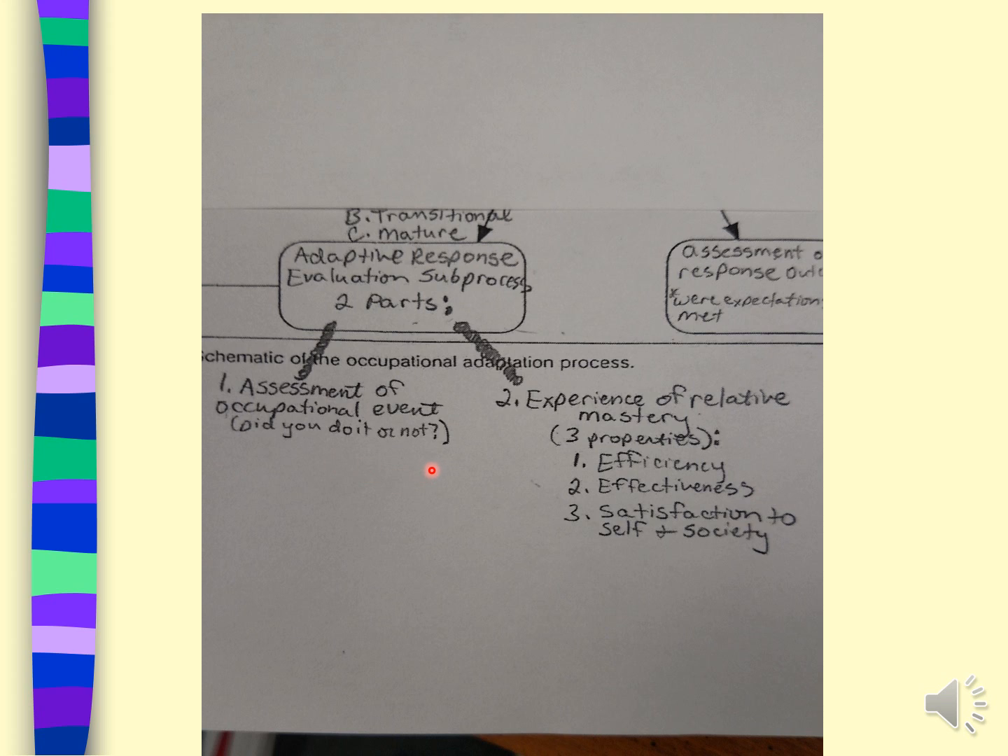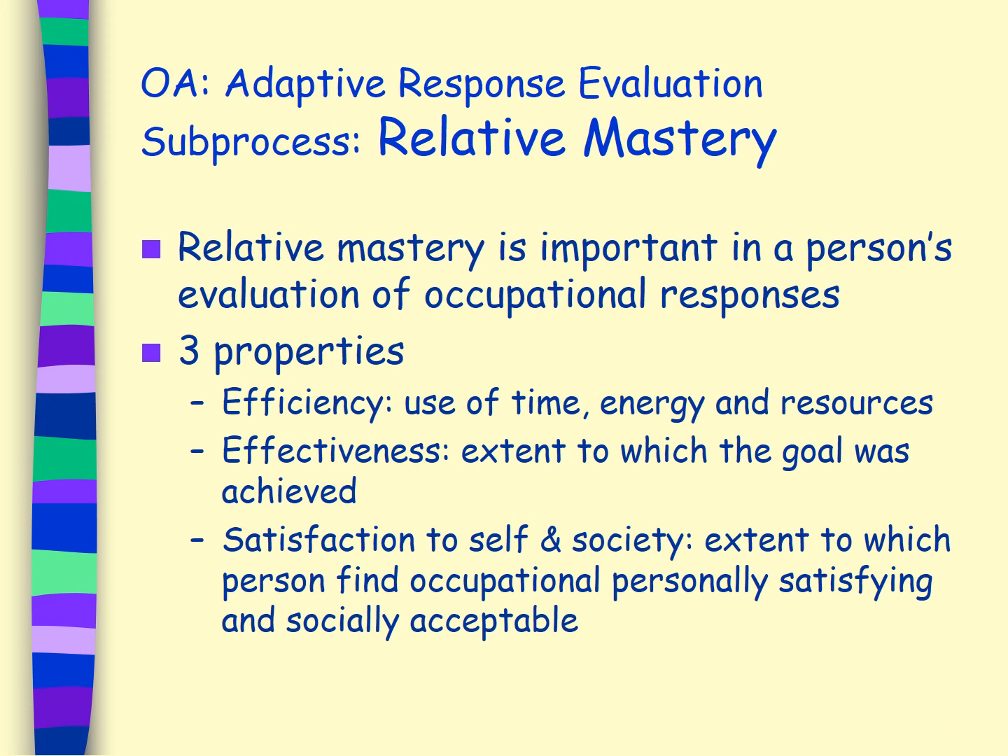Did I make a grilled cheese sandwich? Did I not make a grilled cheese sandwich? Okay, yes, I did make a grilled cheese sandwich. So then we're going to look at how was that experience of relative mastery? Was I efficient? Was I effective? And was there satisfaction to myself or to society? So relative mastery is important in a person's evaluation of themselves and how they do.